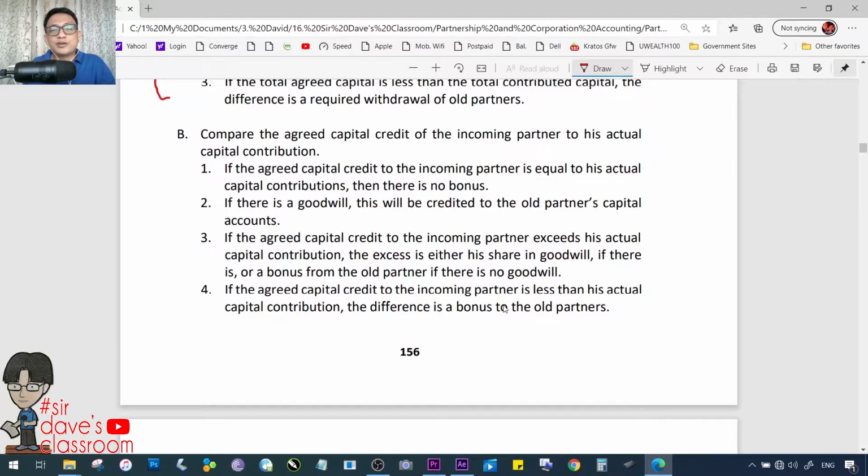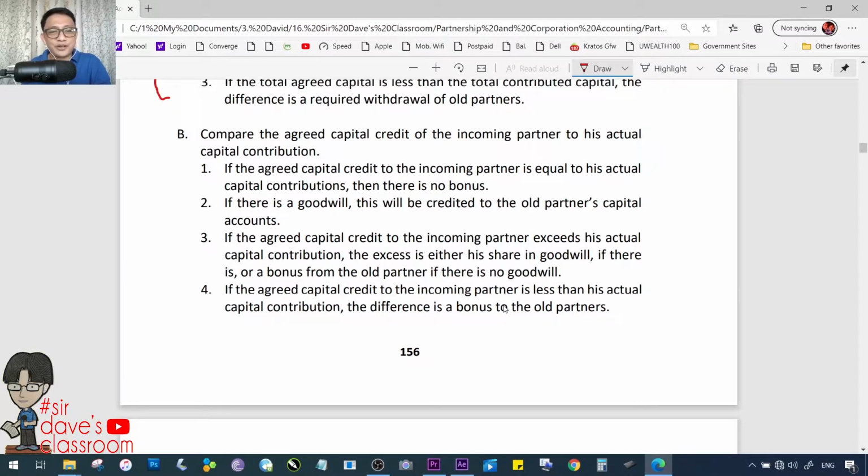So kung mas malaki yung natanggap niyang karapatan compared dun sa ibinigay niyang contribution, then the difference is either taken out from the old partners, in that case, that is bonus, or if it is not taken out from the old partners, in that case, that will be his share in the goodwill, which is the difference between the total agreed and the total contributed.